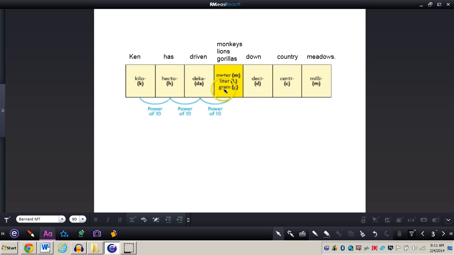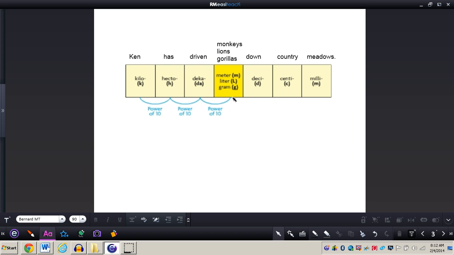So every metric unit of measurement is very simple. If you can get this down, every metric unit of measurement deals with the same type of prefix. We have kilo, hecto, deca, deci, centi, milli. And what we just add on the end, if we're dealing with length: kilometer, hectometer, decameter, decimeter, centimeter, millimeter. If we're dealing with capacity: kiloliter, hectoliter, decaliter, deciliter, centiliter, milliliter. And finally, weight: gram, kilogram, hectogram, decagram, decigram, centigram, and milligram.